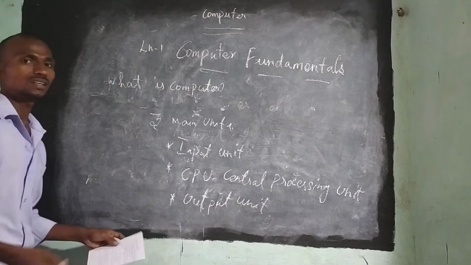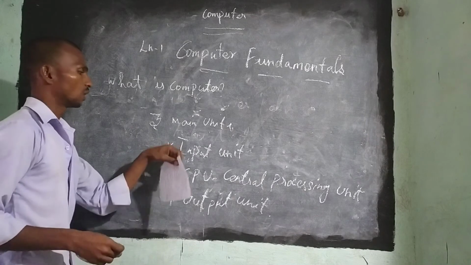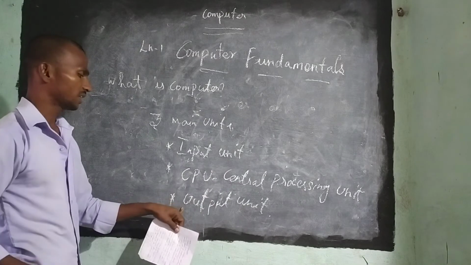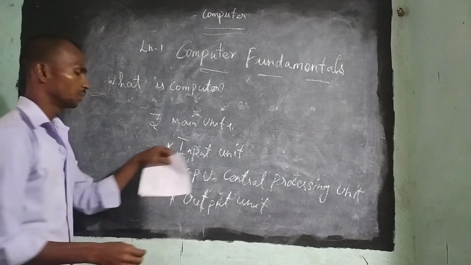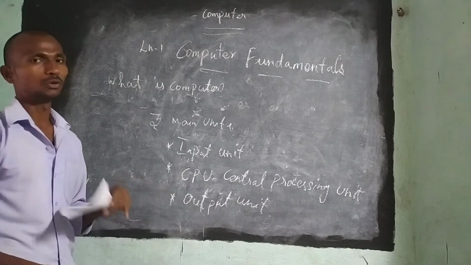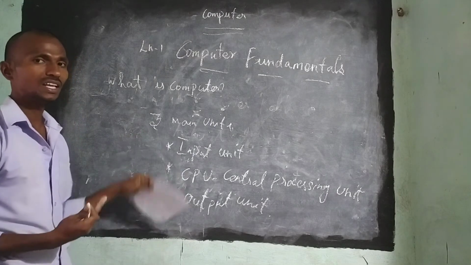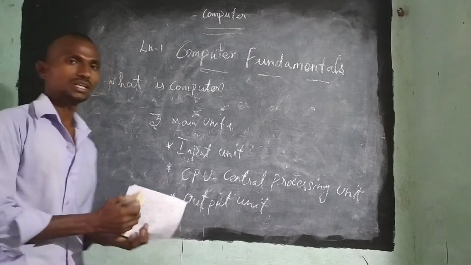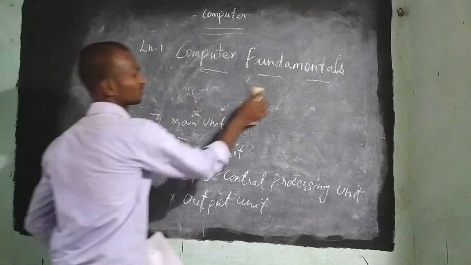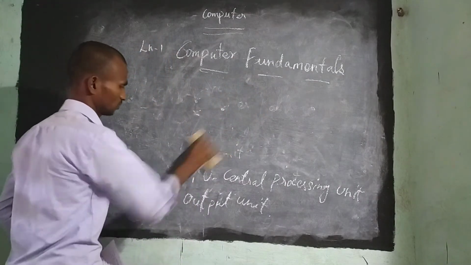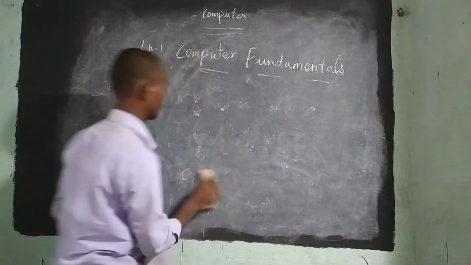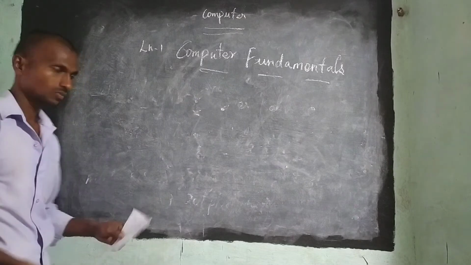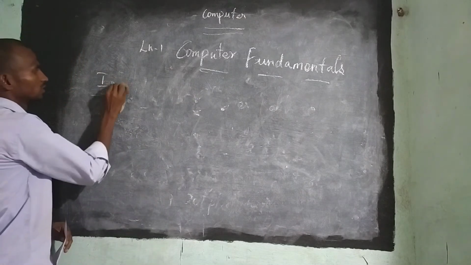The main things in a computer are the input unit, the CPU (central processing unit), and the output unit. These three things are very essential for the computer. Now we are going to see them one by one. First, the input unit.